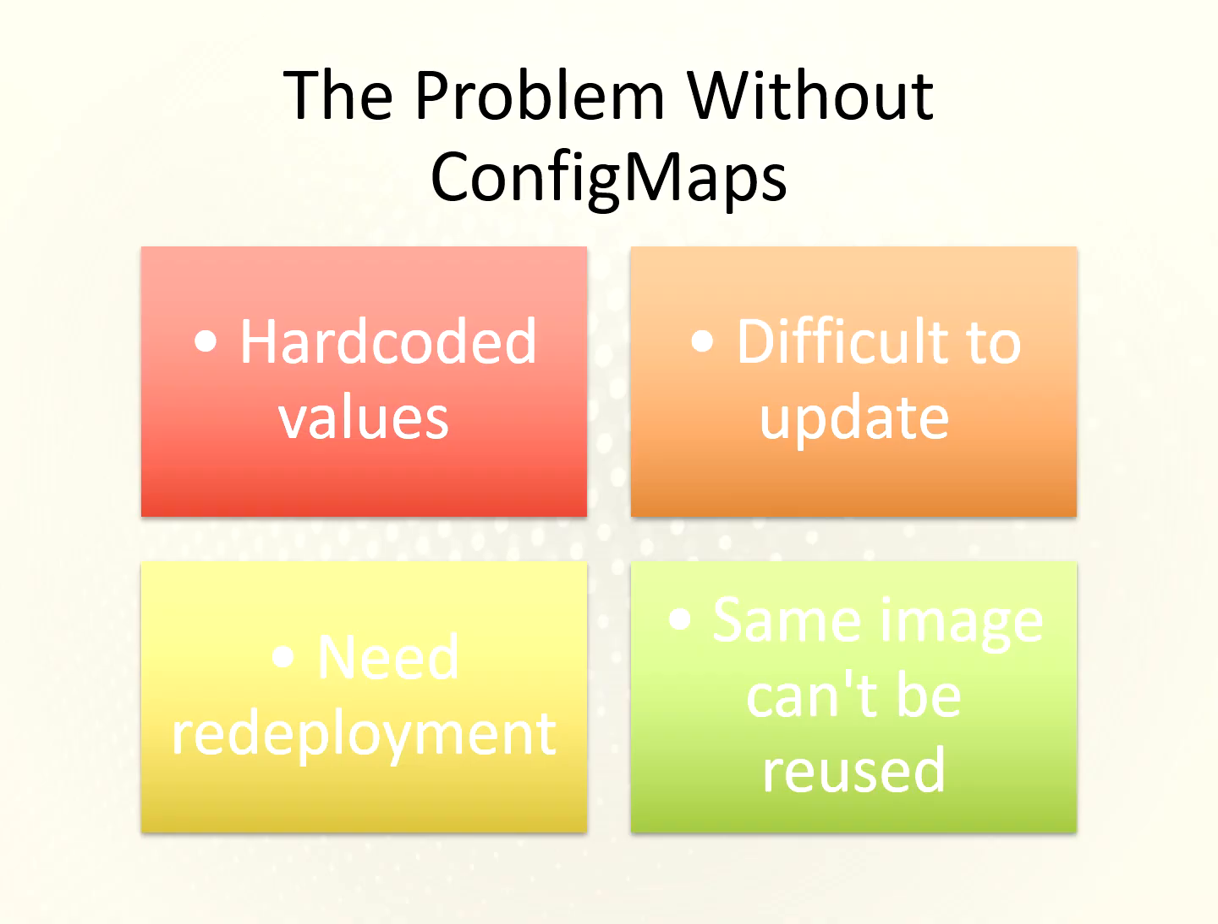The problem without ConfigMaps: you have an application running in Kubernetes. You hardcode values like database host, environment name, and API endpoints. Everything is working fine. But now something changes, and you have to modify the YAML file, redeploy the application, and sometimes rebuild images. As applications grow, managing configuration becomes a nightmare. So this is the problem that ConfigMap will solve.